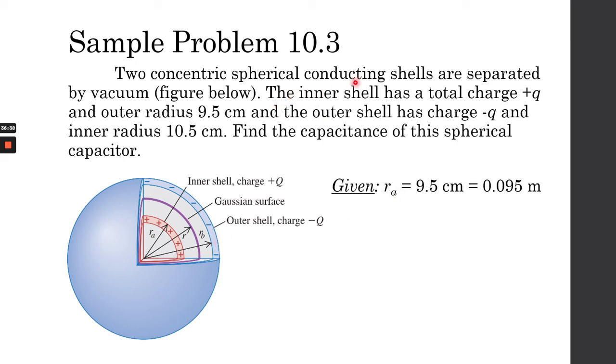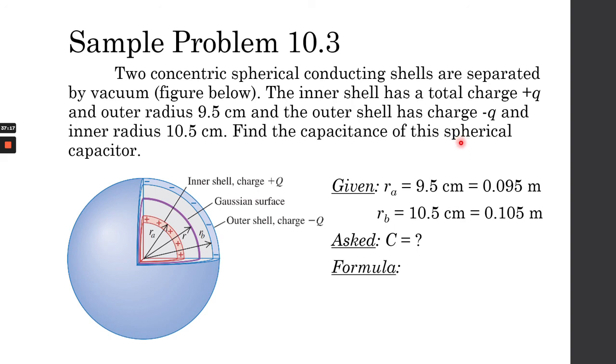So, two concentric spherical conducting shells are separated by vacuum. This is the picture. The inner shell has a total charge of positive Q and an outer radius. When they say outer radius of the inner shell, you know the number they gave you is correct, so you can use that. And the outer shell has a negative charge and an inner radius of 10.5 centimeters. So you're talking about the inner radius of your outer shell, meaning they gave you the correct number. You can write your givens, and they're asking what is the capacitance of the spherical capacitor. Basically we're going to use this formula right here.